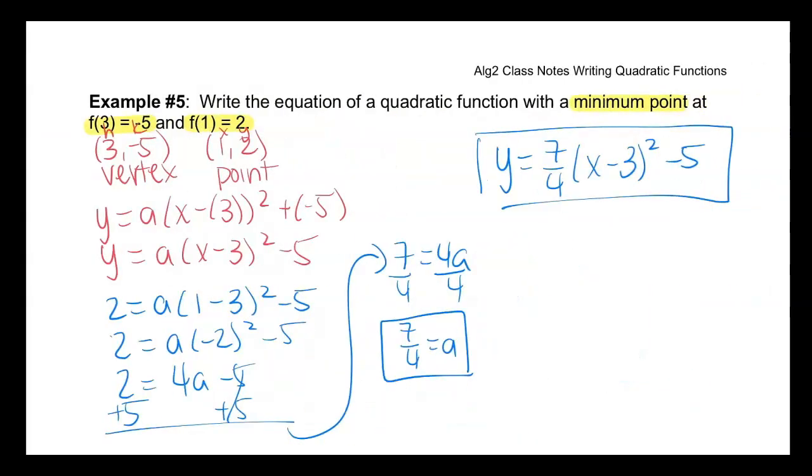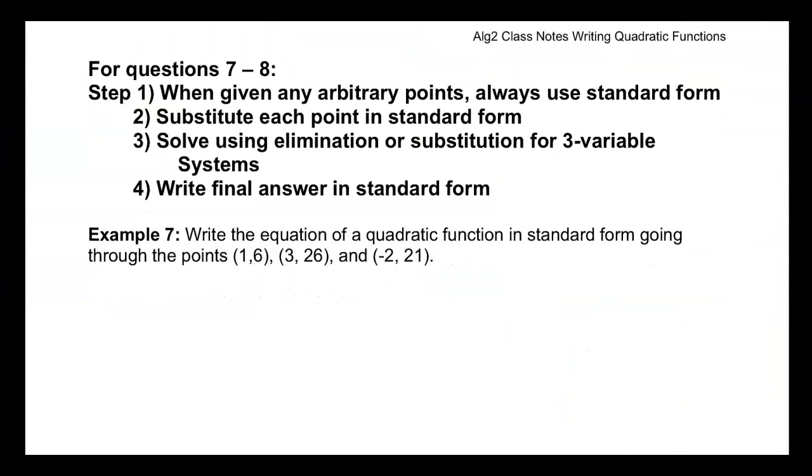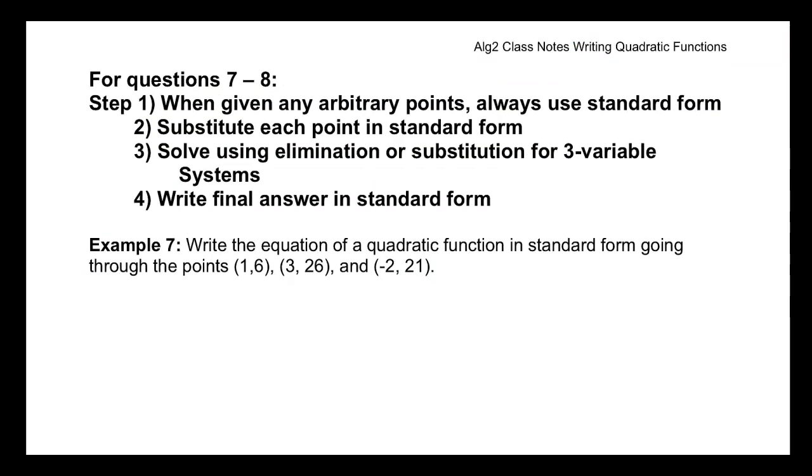Okay, moving on. We did that one. Question 7 and 8. Doing these questions is going to include arbitrary points. Arbitrary points are just random points that are on your quadratic function. For this question, it says we're going to write the equation of the quadratic function in standard form, going through these 3 points. Each of these points is a coordinate, xy, xy, xy.